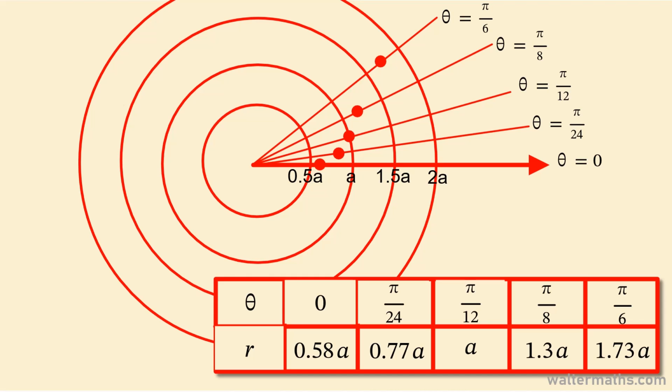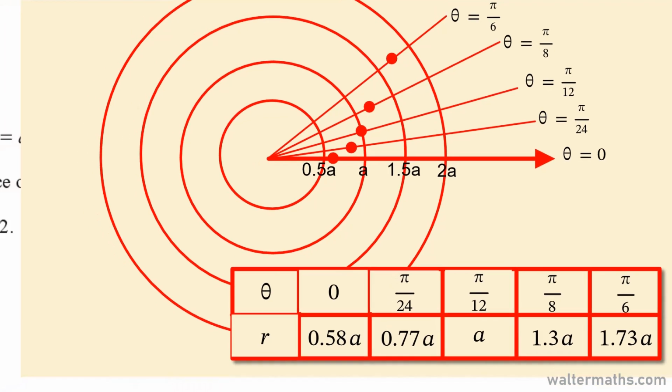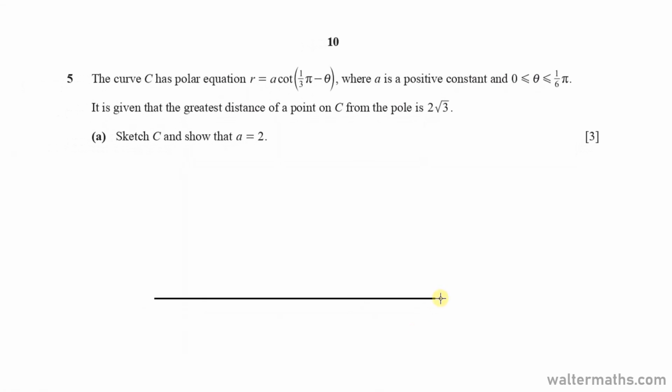So I think you can see how the graph is coming out to be like. So here we have the initial line where theta is equal to 0. And from the initial line, the graph seems to be going this way. So this is the graph. And the pole is roundabout here. Now the question also says it is given that the greatest distance of a point on C from the pole is 2 root 3. So the greatest distance should be the distance up to this point.